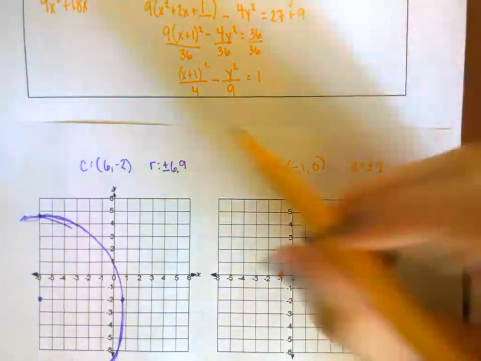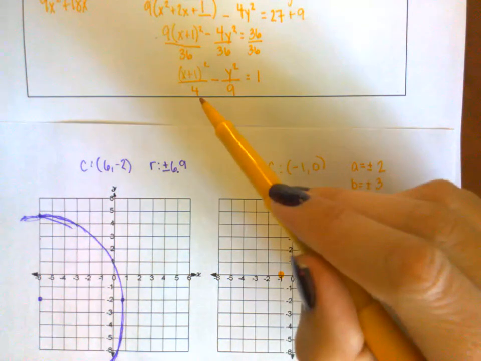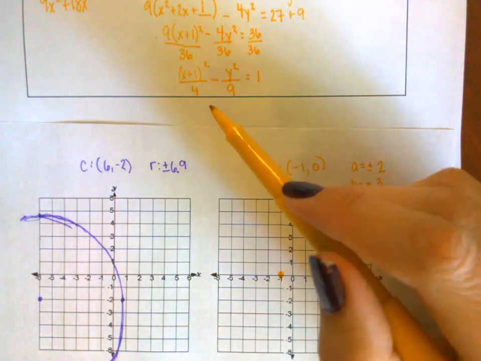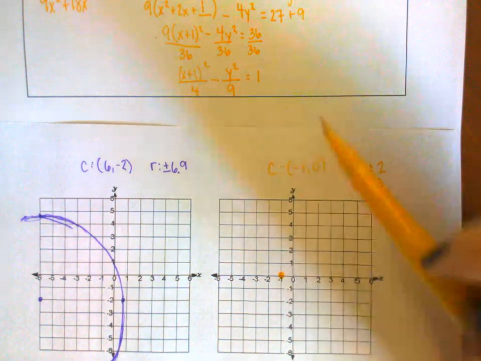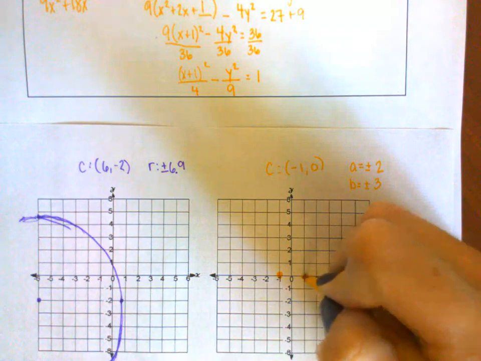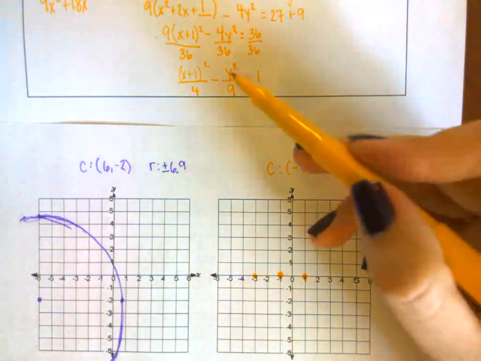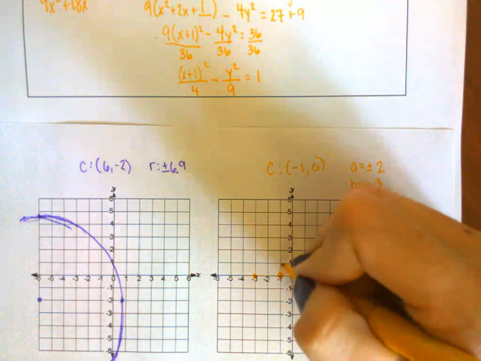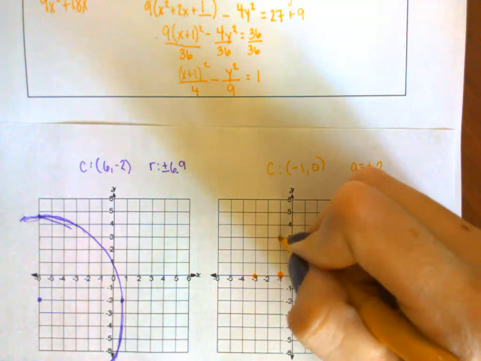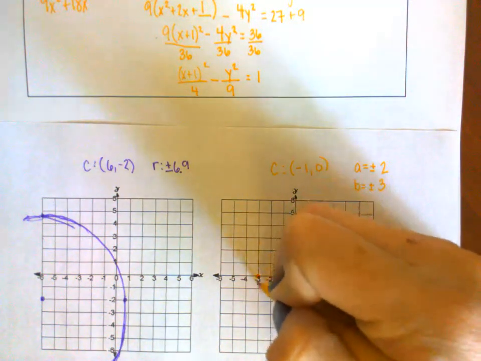Because the 4 is under the x squared variable, I am going to go in the x direction 2 to the right and 2 to the left. The 3, or the B value, is under y squared, so I'm going to go up 3 and down 3. Now I can draw the box.